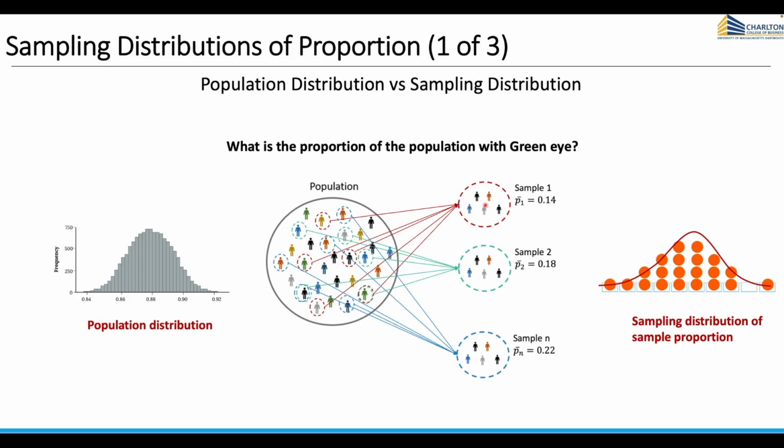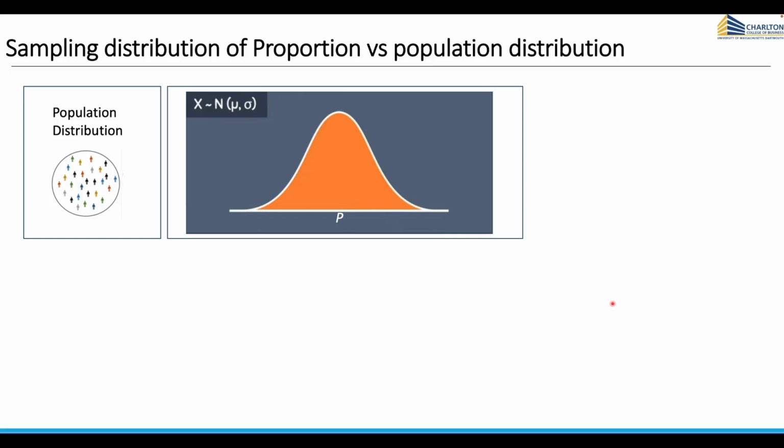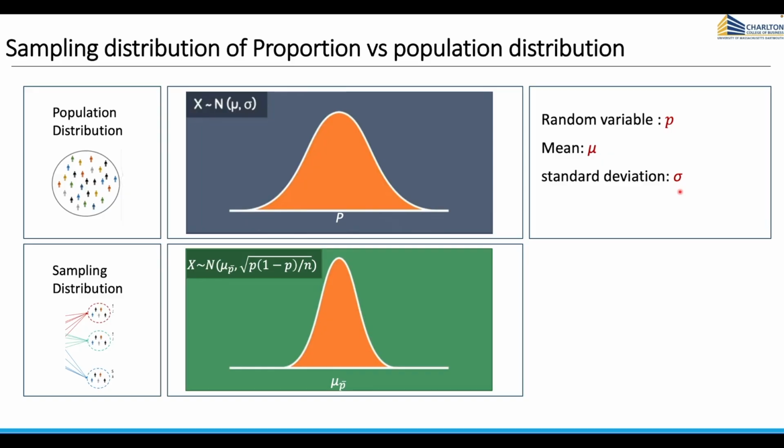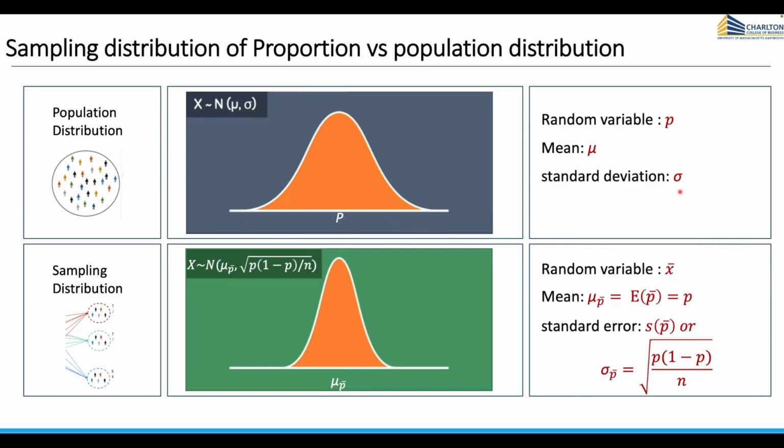And if we keep taking samples and calculate the proportion of people with green eyes in each sample, then we can build a distribution over these p-bar values, which we call the sampling distribution of sample proportion. So we have a population which is normally distributed with a mean of mu and a standard deviation of sigma. We calculate the proportion of people with a specific feature like having green eyes. The random variable is the proportion of people. We take multiple samples and calculate the proportion in each sample.